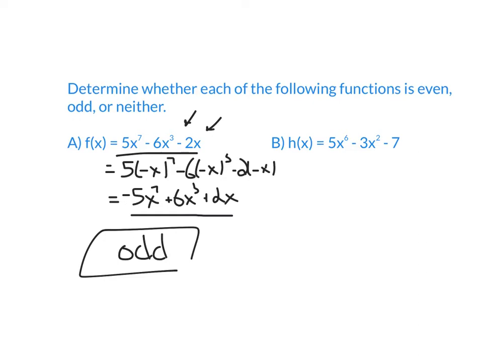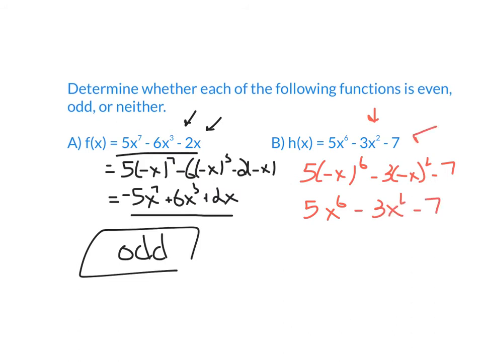Okay, the next one. This one kind of looks even to me because I have even exponents, but you've got to check it out. So I'm going to put a negative x in for the x's and see what happens. For it to be even, I've got to get the exact same thing. So when I plug those in, an even exponent makes that positive, an even exponent makes that positive, and I've got a minus 7. Now, is that exactly the same thing we started with? Yes, it is, which means it's even.